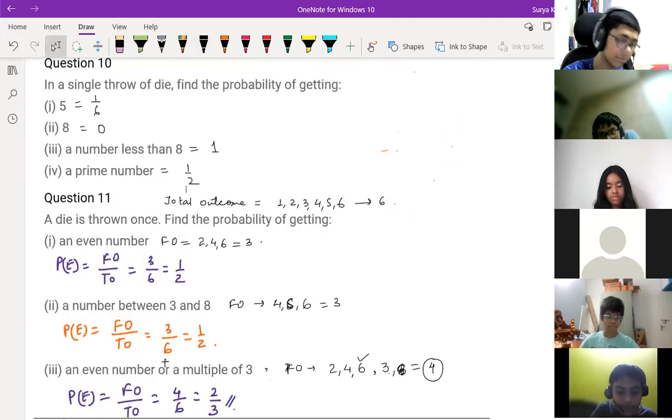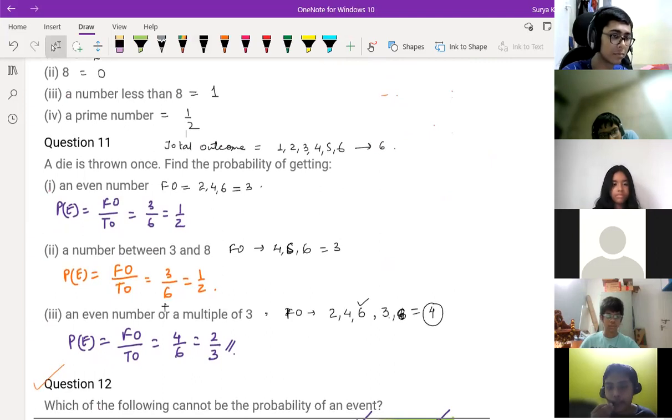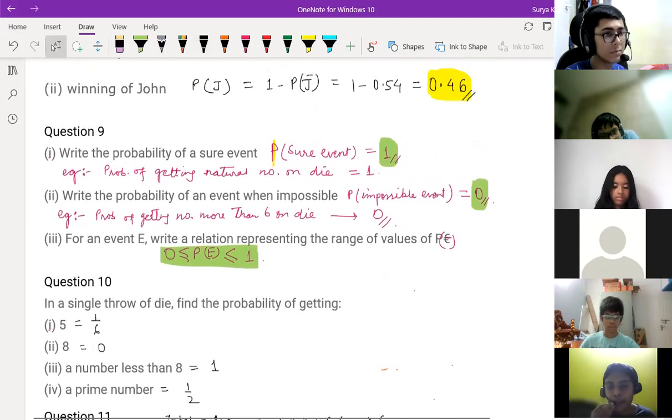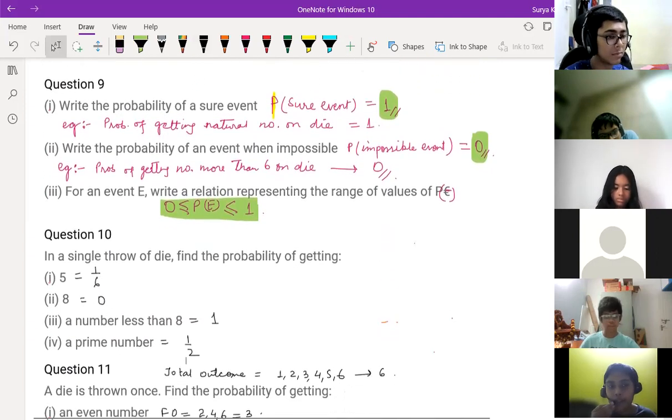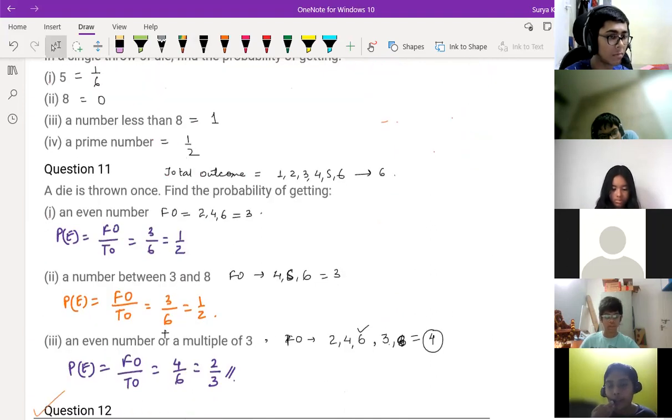No doubt, children. Sir, isn't it 4 by 6? Which one? It's a prime number. 1 is not a prime number, not composite. Nor prime, nor composite. Next, 2, 3, 5, right? Yeah. Okay.